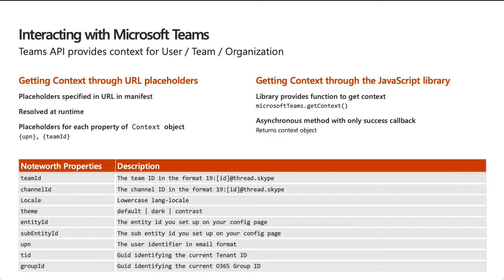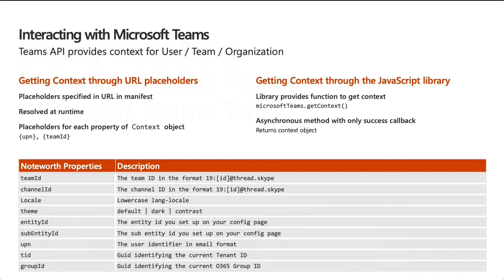Now, how do you interact with Microsoft Teams from a tab? Well, the Teams API, it's a JavaScript-based API, is going to provide context for a user or a team or an organization. You can get context through URL placeholders, which are placeholders that are specified in the URL within the manifest. And those are going to be resolved at runtime. The placeholders for each of the properties of the context object are also going to be available to us. So you can see we have a bunch of noteworthy properties down at the bottom that we can access here for like a team ID, a channel ID, the locale, entity ID, etc.